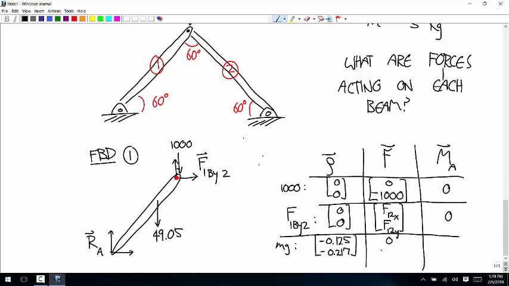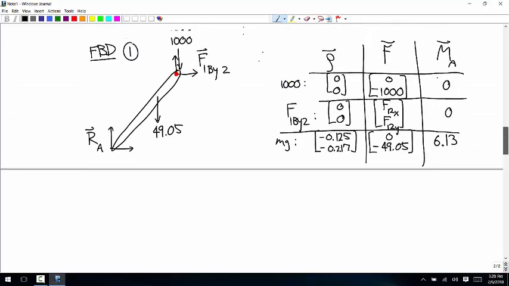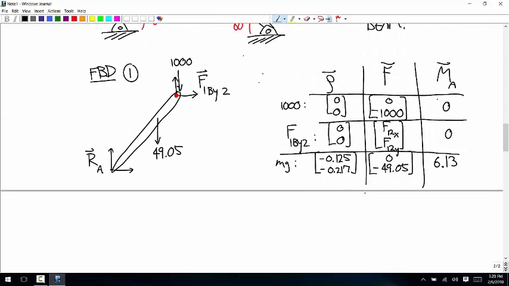The force vector is 0, negative 49.05. And if you take that cross product, you get 6.13. And I'll just continue this down here. And the last force is the reaction force down at the ground, that force RA.